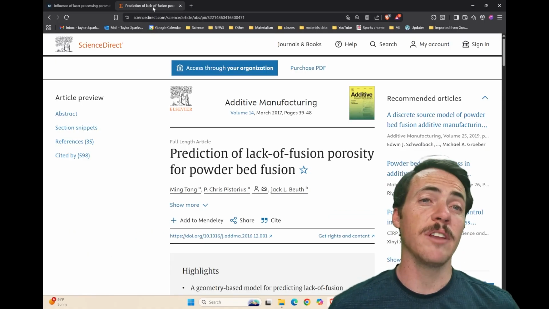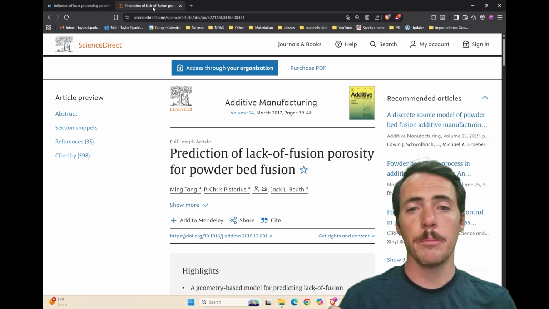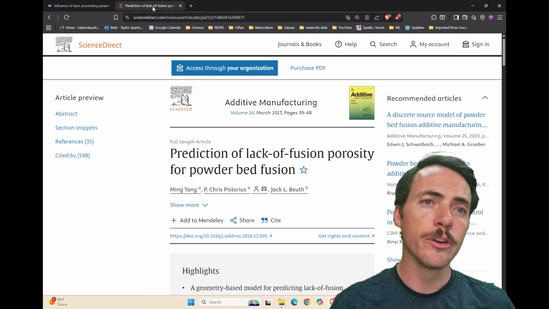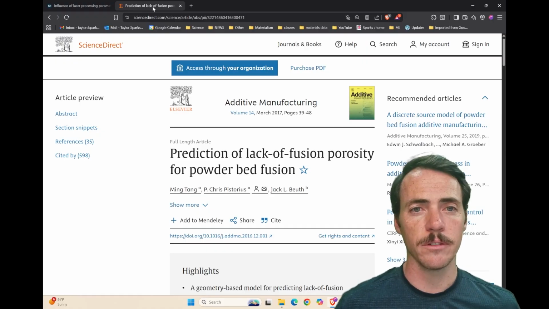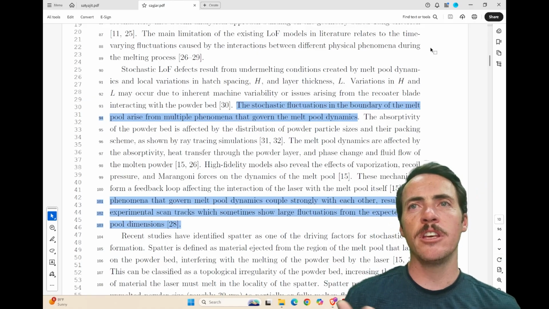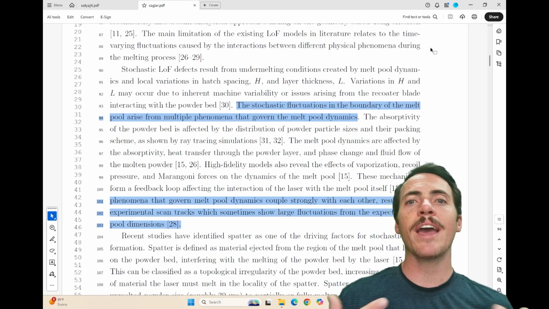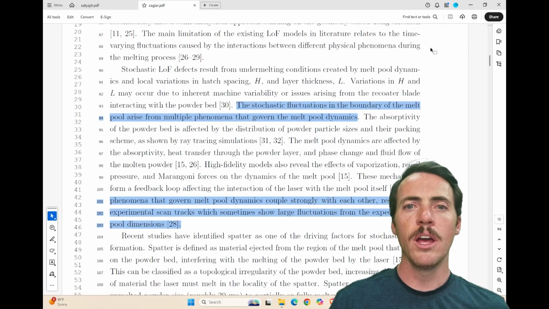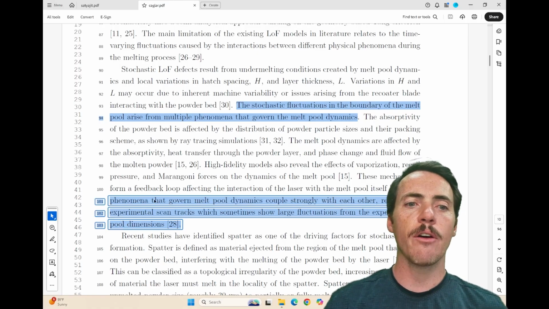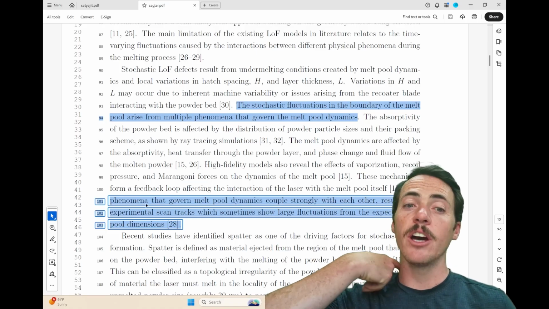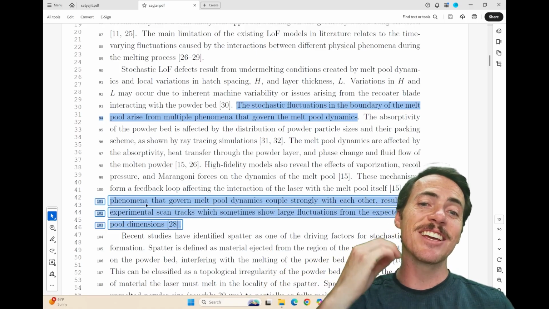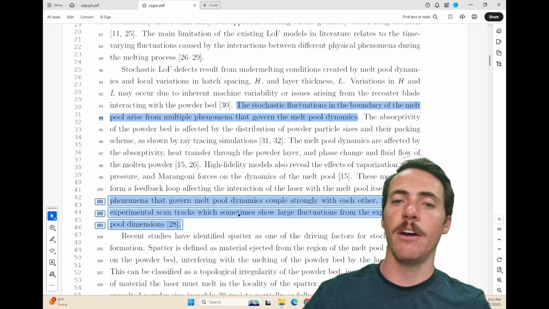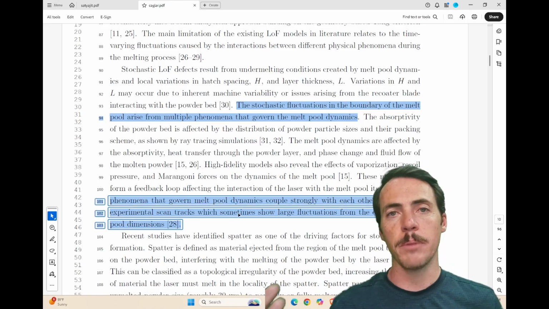Furthermore, there's been quite a bit of lack of fusion modeling done. For example, this paper by Tang, where they're specifically looking at the impact of local undermelting in causing these lack of fusions. Now, what's interesting about this paper, and a key part of their hypothesis, is that these are stochastic defects. You don't expect them to happen in the region where you're operating, but you do still. So what's going on here? They point out that there are multiple different phenomena that govern melt-pool dynamics, and these can couple strongly with each other, resulting in experimental scan tracks that have larger fluctuations than you might expect.